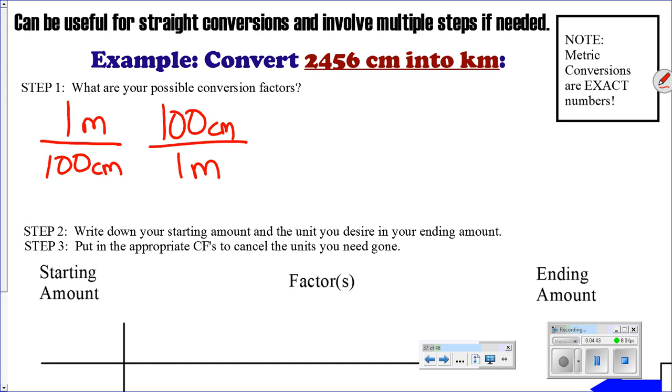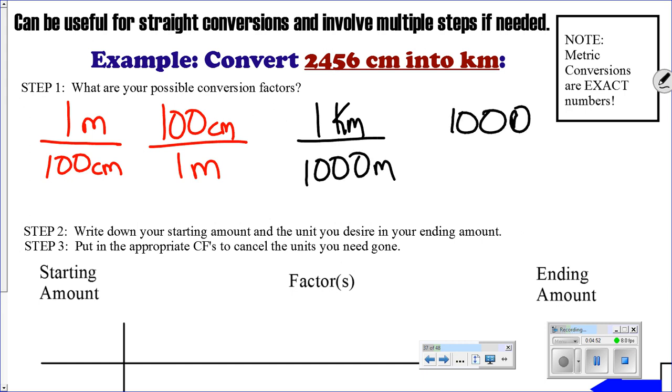I can relate kilometers to a meter by saying 1 kilometer equals 1,000 meters, or 1,000 meters equals 1 kilometer. Little note up here, what's really nice about this is metric conversions are exact numbers. It's a real advantage of the metric system when you're doing any of this type of problem solving. No metric conversion factors will ever limit your number of sig figs.